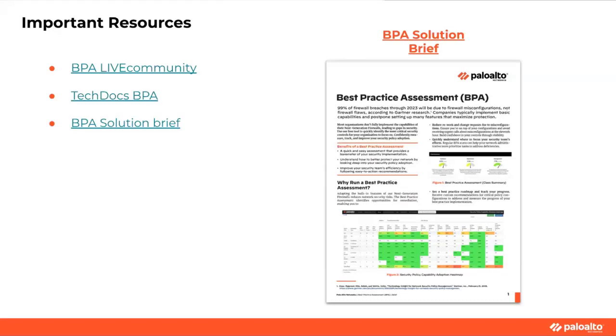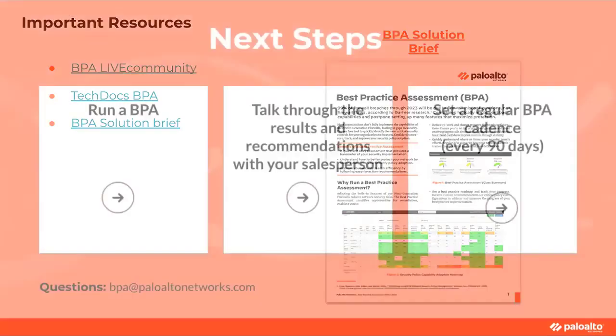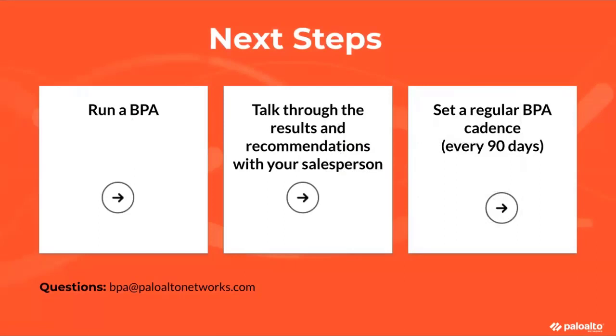So now that we've gone through everything about BPA, let's talk about what your next steps are. The first thing we'd like you to do is run that BPA. Then you can sit down once you get the results and talk through those results and recommendations with your Palo Alto salesperson. As I mentioned earlier, we really want everybody to set a regular BPA cadence. Ideally, it should be run every 90 days or once a quarter. Of course, if you're making changes and you want to see how those changes are negatively or positively impacting your security posture, you're welcome to run your BPA as many times as you want.